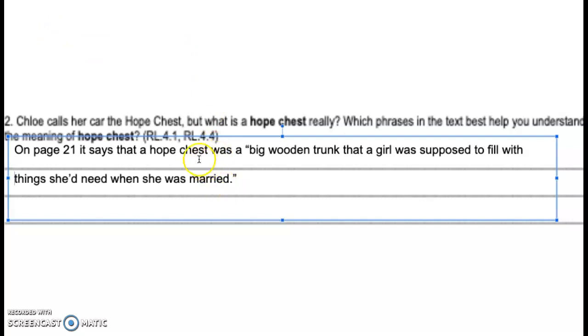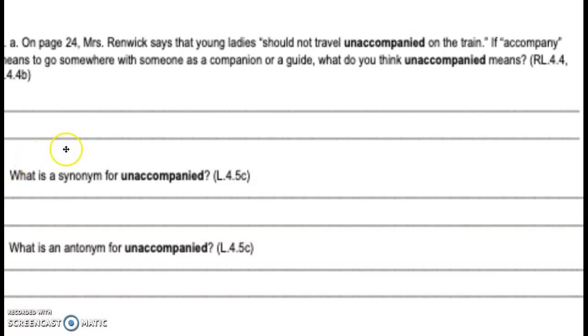Did you write something like that? Did you use evidence to support your answer? If you didn't, please fix your answer. Press pause if you need to fix your answer and play when you're ready. Let's move on to 3A.